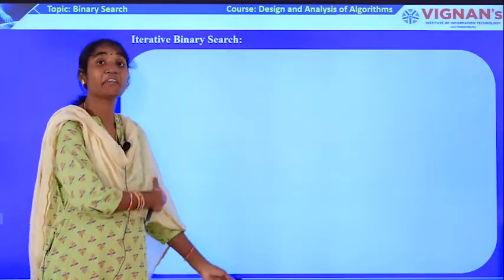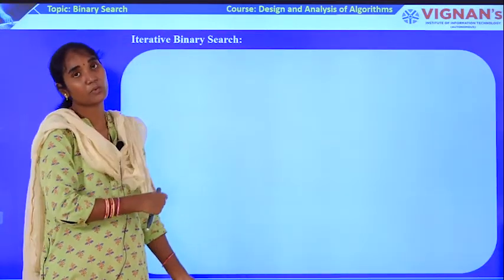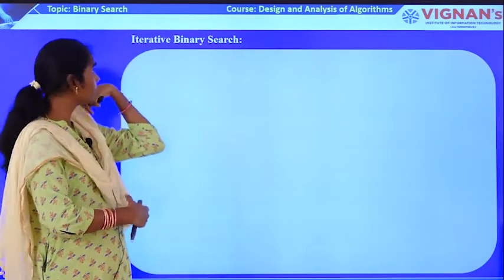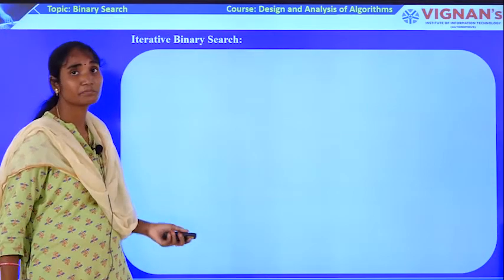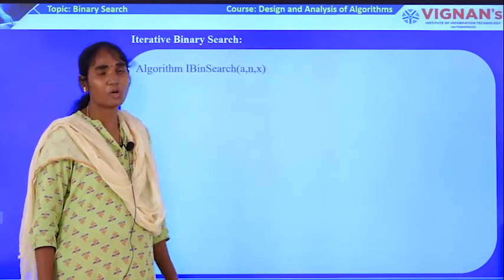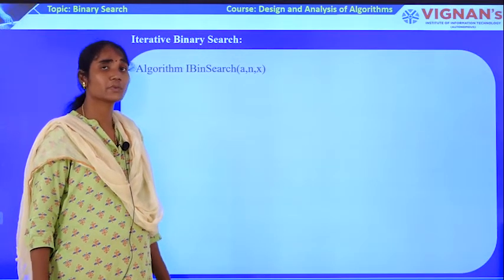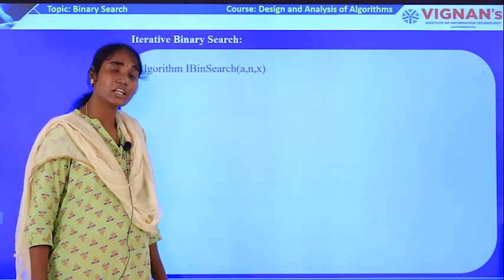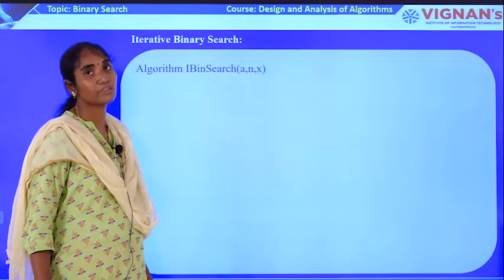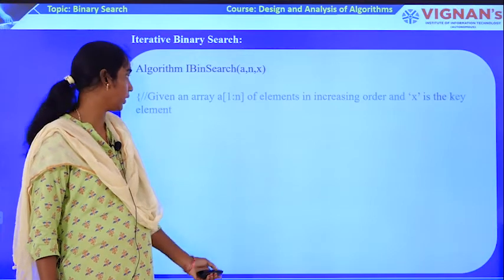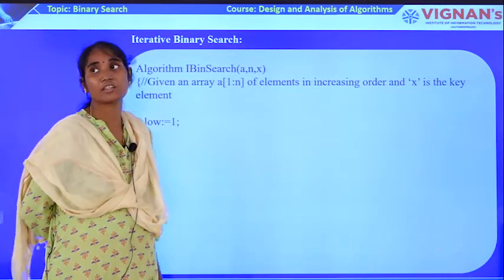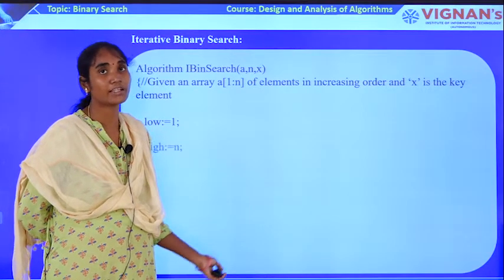Now let's see the iterative procedure, which is by using either loops, while loop or for loop, whatever, right? So now we'll see that iterative binary search. So for this a comma n comma x, a stands for the elements and n stands for size of the array or size of the list, and x stands for the key element, which we are going to find out. Now here we are initializing the low value as 1 and the high value as n.